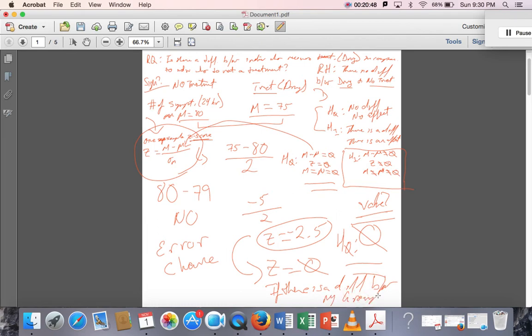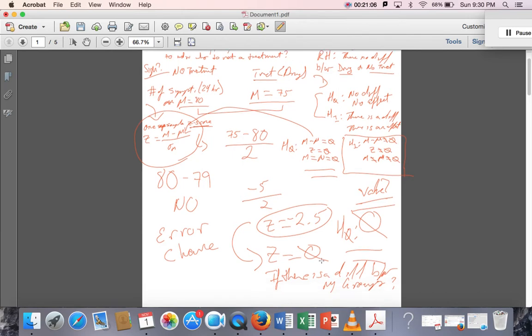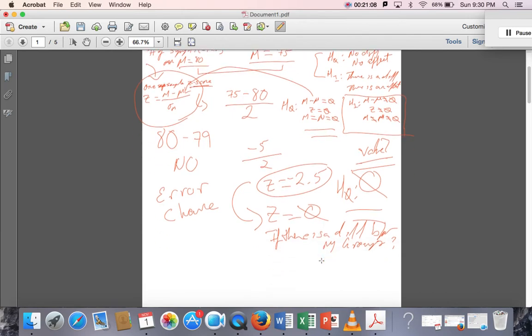In other words, is there a difference between individuals who receive a drug and who do not receive a drug in this particular case? So that's really the question here that I'm trying to answer. And how am I going to answer that? I'm going to answer that by taking my statistic of z, negative 2.5 in this particular case, and comparing it to my 0 value. So how do we actually go about doing this whole process?